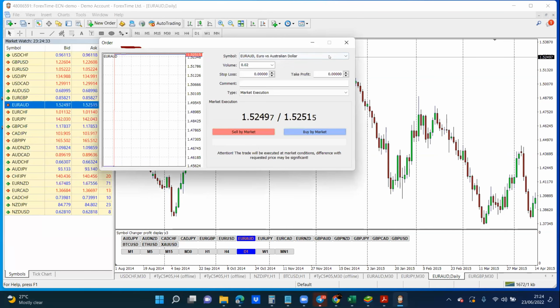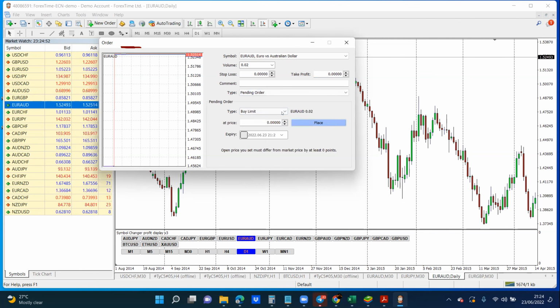Now, of course, the top part here shows you your symbol. This shows you your volume or your lot size. This shows your stop loss and take profit. And type of order, you have market execution. If you click on it, you can have pending order. Once you click on pending order, here you can now decide whether you want it to be buy limit, sell limit, buy stop, sell stop, and you can put the price at which you want to go in.